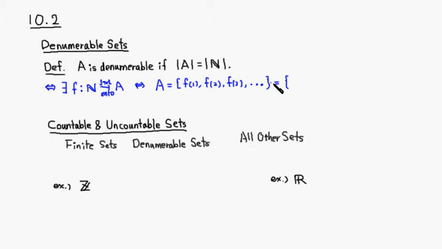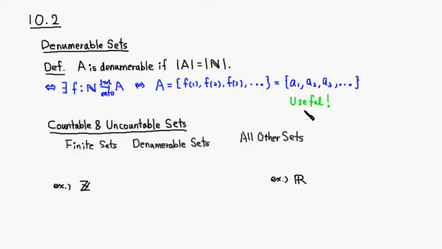More simply, if you have a denumerable set, the characterization of a denumerable set is that we are able to list all the elements in this fashion: first element a1, second element a2, third element a3, and so on. So this is a very useful characterization of a denumerable set.